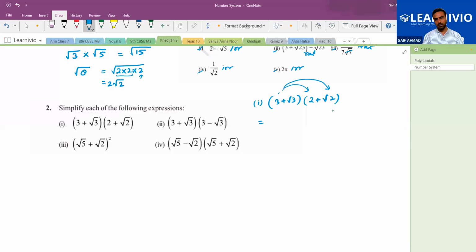I'm multiplying with 3. We have to multiply 3 with this bracket, so we can write it as 3 into 2 plus root 2. And this plus root 3 with this bracket, so root 3 into 2 plus root 2.